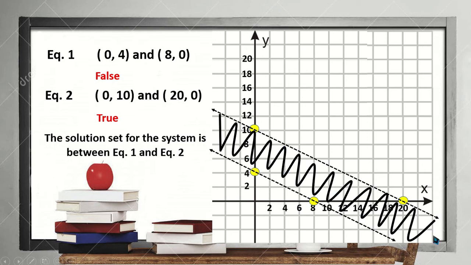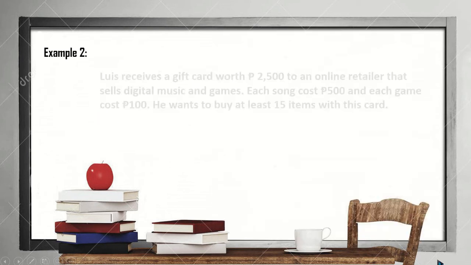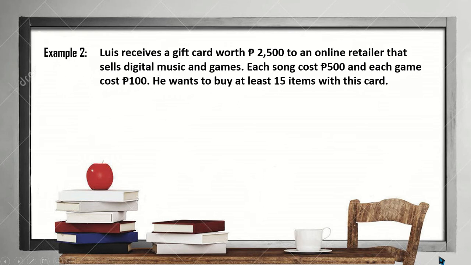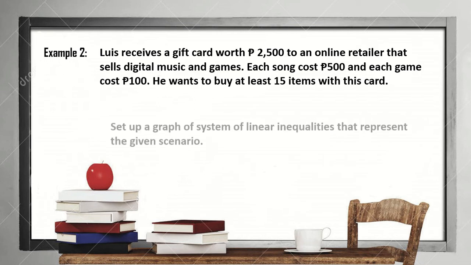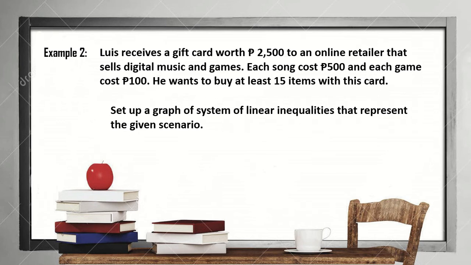So, nandito. Example 2, Luis receives a gift card worth 2,500 to an online retailer that sells digital music and games. Each song costs 500 pesos and each game costs 100 pesos. He wants to buy at least 15 items with this card. Set up a graph of system of linear inequalities that represent the given scenario.